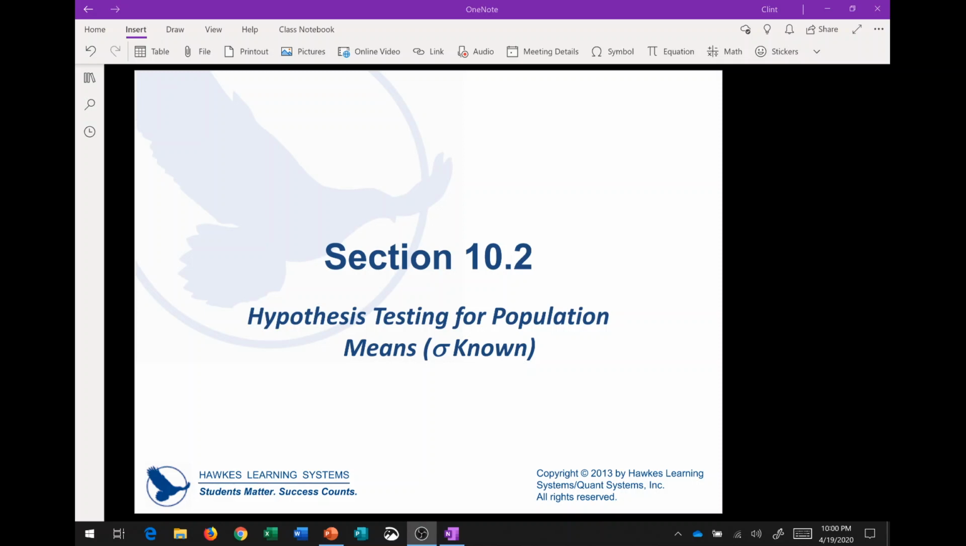Let's look at section 10.2. We've already talked about in section 10.1 how to set up our hypotheses. So now in section 10.2 we want to be able to go through and actually do the hypothesis test.